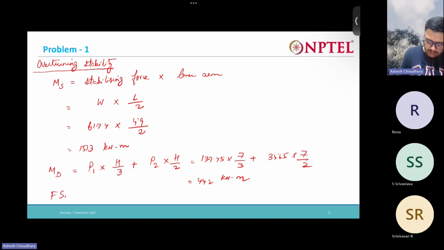Therefore, factor of safety in overturning, how much? 1513 divided by 442 will come as 3.4. It is greater than 2, so it is acceptable. Done. So these two are done. Next, what is the third external stability check? That is the bearing capacity check, isn't it? The bearing capacity check.